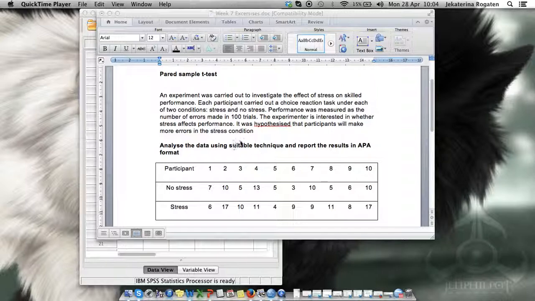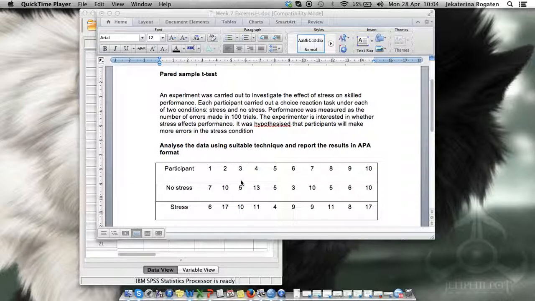An experiment was carried out to investigate the effect of stress on skill performance. Each participant carried out a choice reaction task under each of two conditions, stress and no stress. Performance was measured as the number of errors made in 100 trials. The experimenter is interested in whether stress affects performance. So it was hypothesized that participants will make more errors in the stress condition. And here is our data.